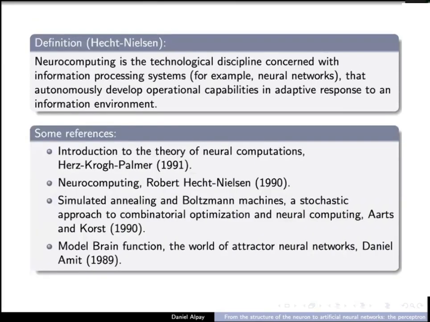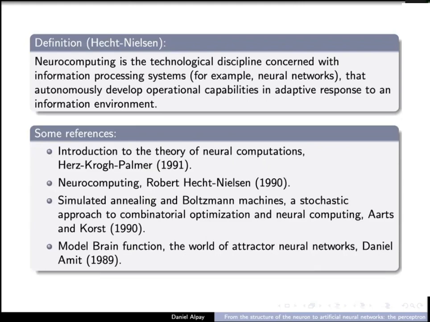I would like to define, at the beginning, what neural computing is. I'll just take a definition from this book: a technological discipline concerned with information processing systems that autonomously develop operational capabilities. This is important: autonomously develop operational capabilities in adaptive response to an information environment. This is a fancy definition. In plain words, it is just to mimic the brain, if you want, but this is a fancier way to say it.